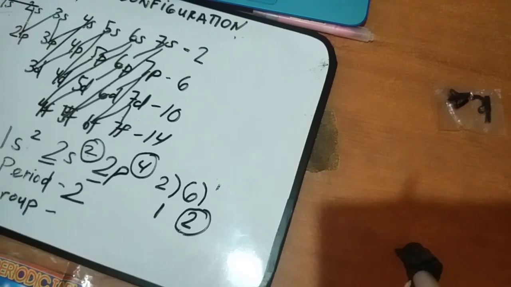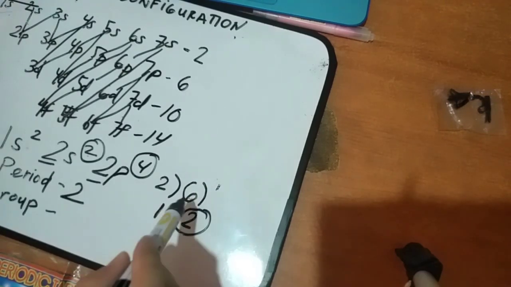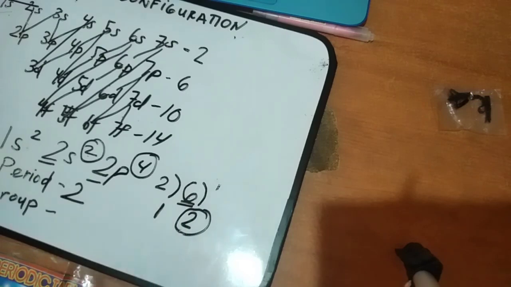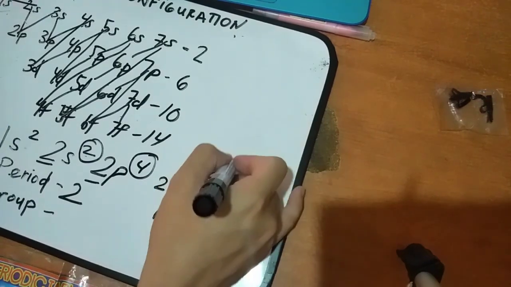Okay? How to know the groups? So, if you would like to know the group, you just simply look at the valence electrons. This is your valence electrons. Valence electrons means these are the outermost electrons. Okay?